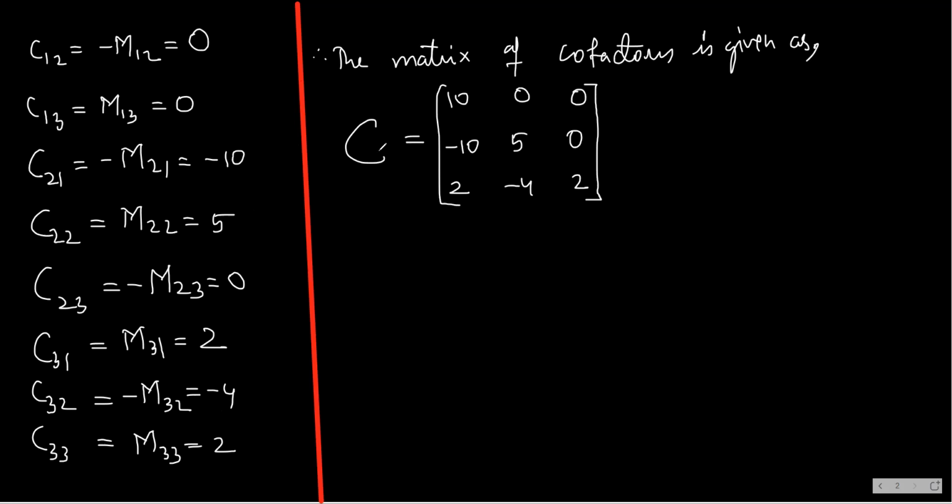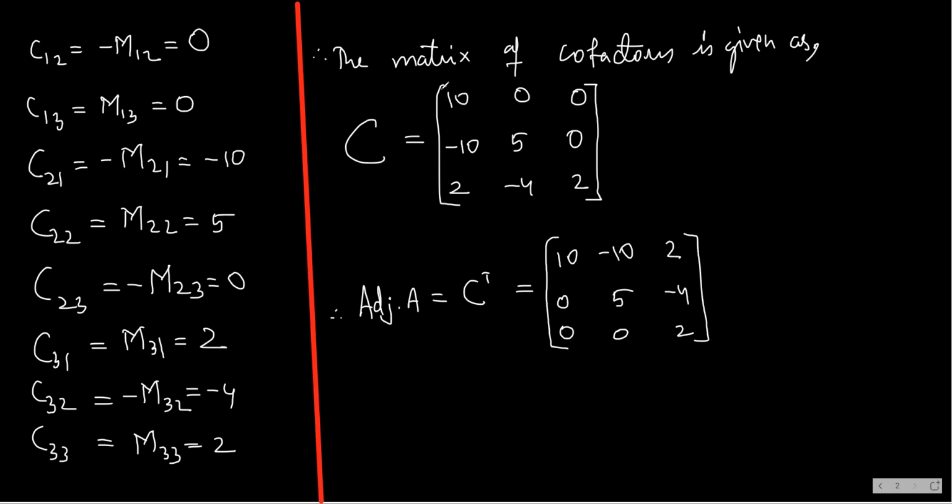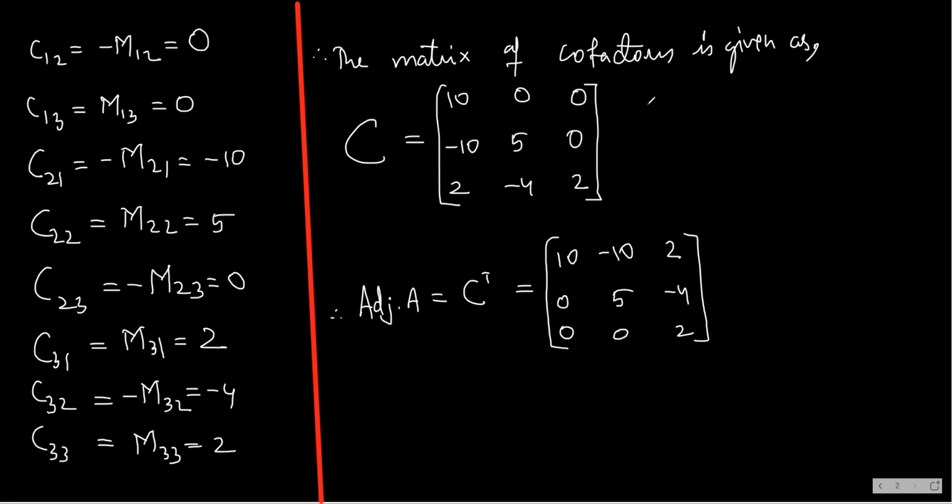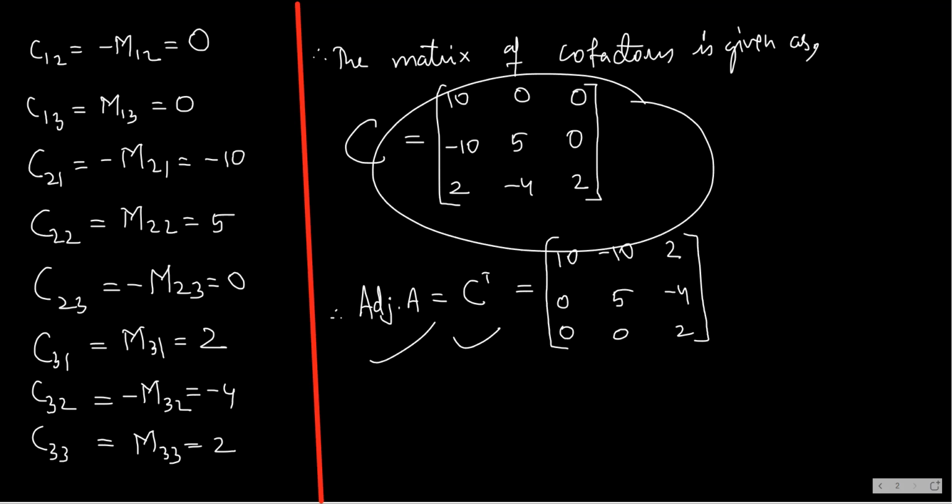Now I will find the transpose of C. That will be the adjoint. Therefore, the adjoint of A is C transpose. 10, 0, 0 will become 10, 0, 0; then negative 10, 5, 0; then 2, negative 4, 2. First row is first column, second row is second column, third row is third column. I interchanged the rows into columns to get the transpose of that matrix. Remember students, the transpose of the cofactor matrix is the adjoint matrix.